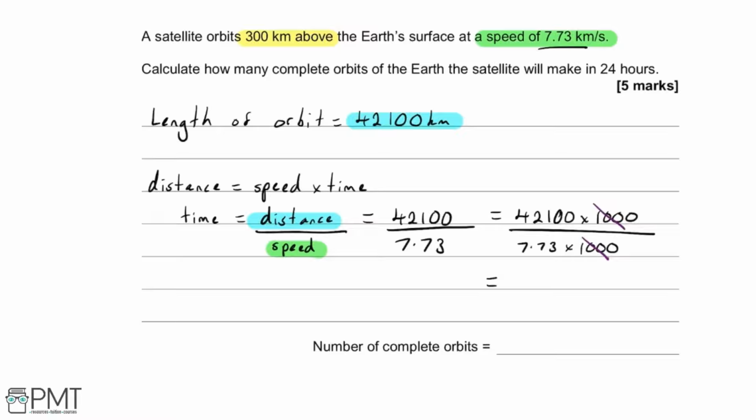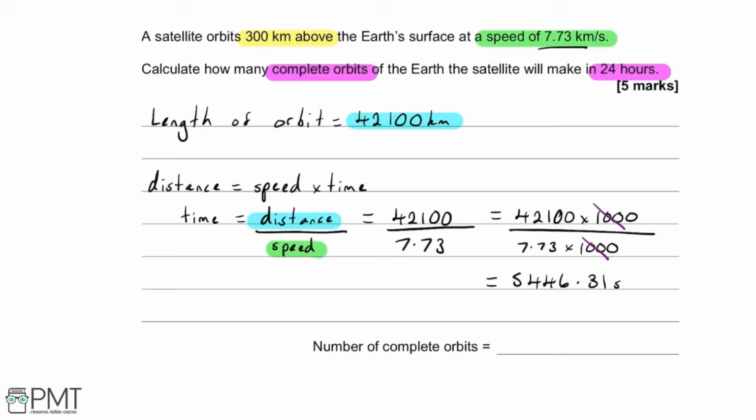And to get the time in seconds, if you put it into your calculator, it is 5,446.31 seconds. It's actually quite a long decimal, but we can just leave it there. But that's not our answer, because we're not looking for the time that it takes to complete an orbit. We're looking for the number of complete orbits in 24 hours.